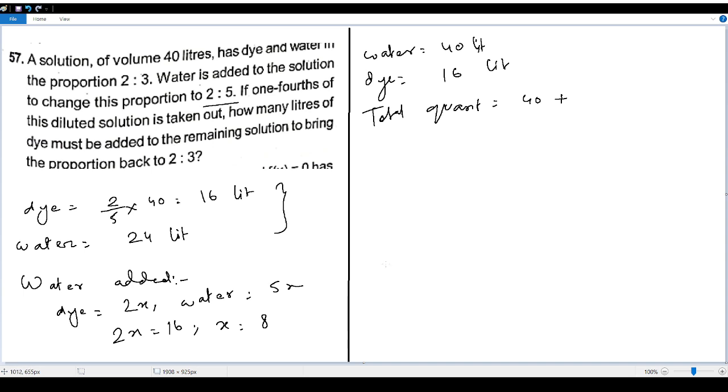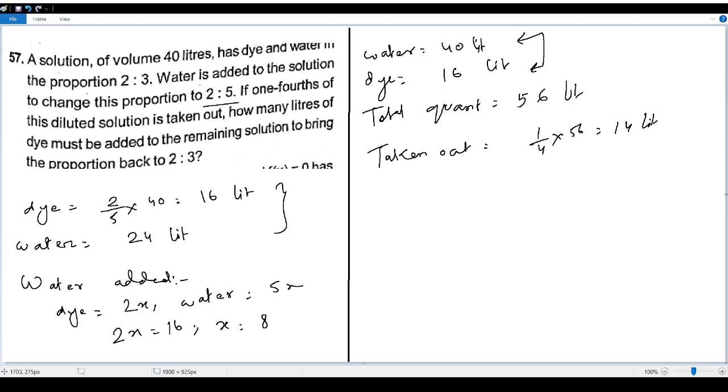So what is the current quantity? Current quantity is 56 liters: 40 liters of water and 16 liters of dye. So currently in this mixture, what is present? 40 liters of water, 16 liters of dye, 56 liters. Now it is given 1/4 of this dilute solution is taken out. 1/4 of 56 means 14 liters has been taken out.